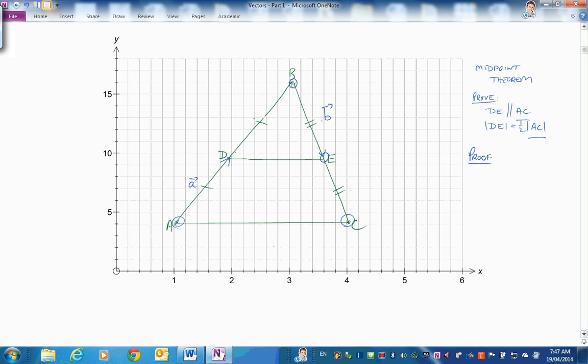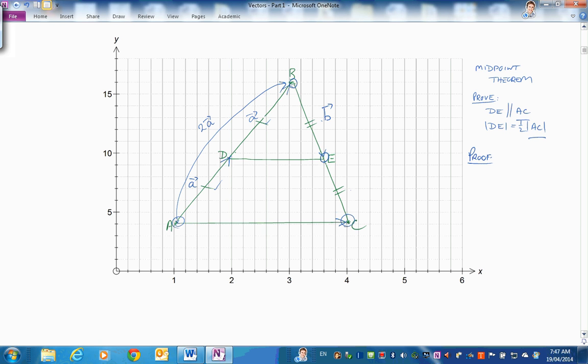Well, remember we're in vector land, so we're going to think of the displacement of A to C as our line AC. What have we done? Well, let's go right round the outside. First of all, let's displace A to B. Well, that would be this vector. Oh, hang on. Can you see that DB is in the same direction, the same straight line, and because it's a midpoint, this is vector a as well. So to go from A to B, we're going 2 lots of vector a.